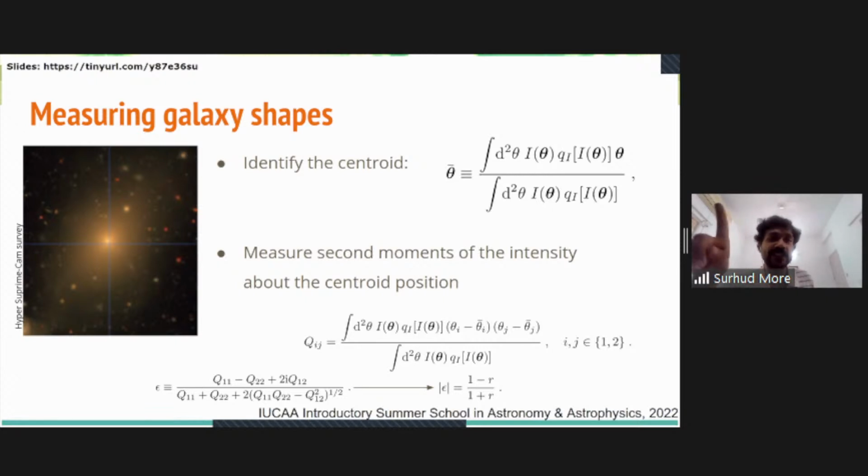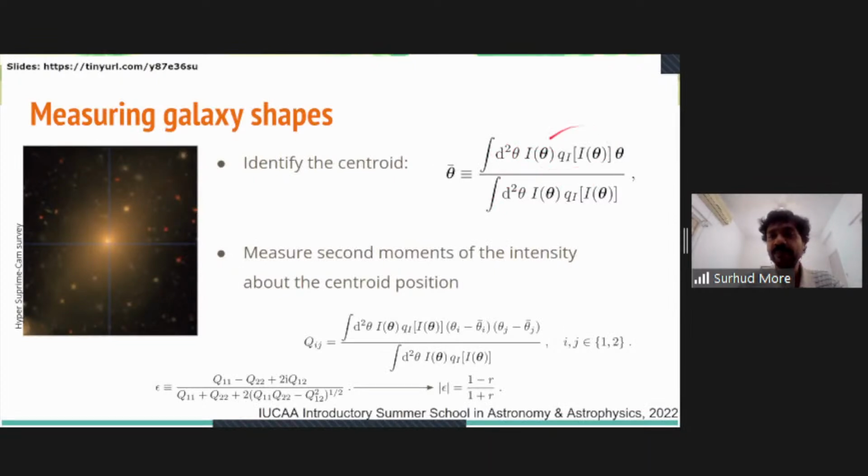So the first thing to measure the shape is to figure out where is the centroid of this galaxy, right? So in order to measure the centroid, you can calculate it using moments of the surface brightness distribution. So you take the surface brightness distribution and you take the first moment of it. So multiply it by theta, integrate over the entire plane of the sky, typically over a small region which contains the light from the galaxy. And then you divide by the same factor, d2 theta I of theta.